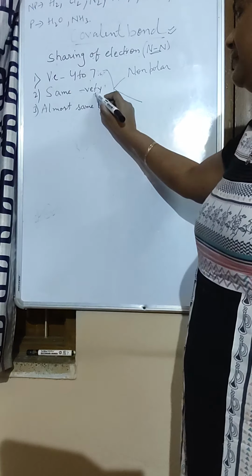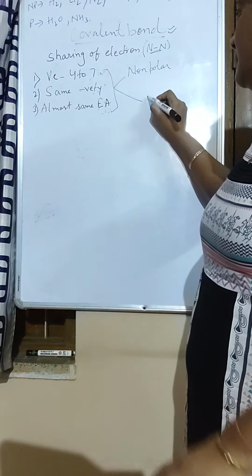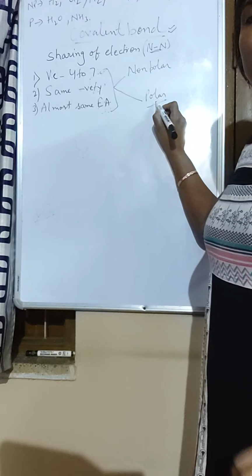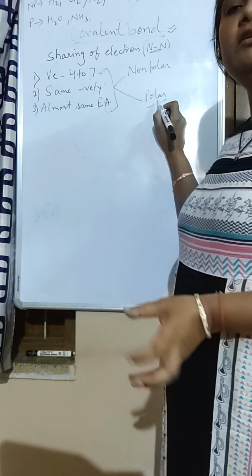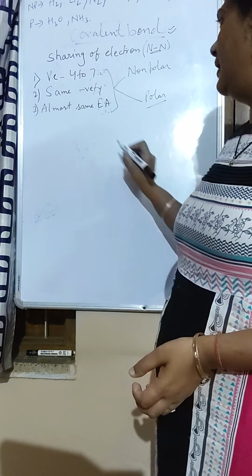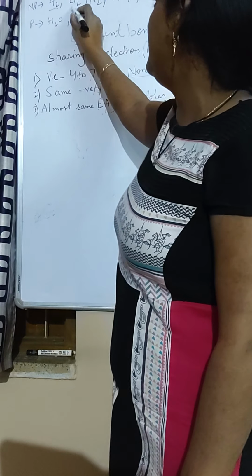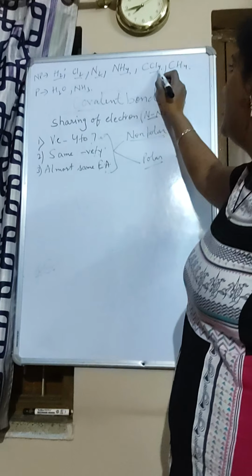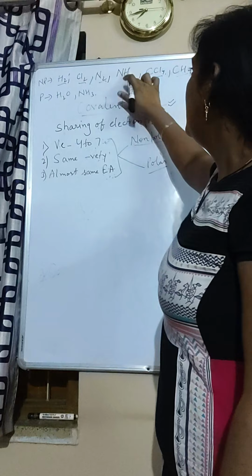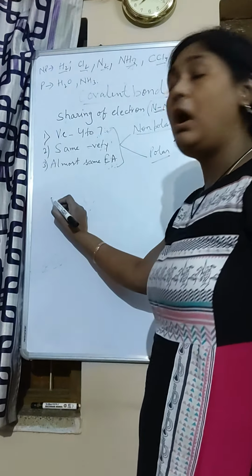If the electronegativity and electron affinity are a little different, a little more or less, then they form a polar covalent bond. The polar covalent bond is formed when one of the combining atoms is very small and the other is big, the small one having less electronegativity and less electron affinity. First, we'll talk about non-polar covalent compounds. In our syllabus there are hydrogen, chlorine, nitrogen, ammonia, carbon tetrachloride (CCl4) and methane (CH4).